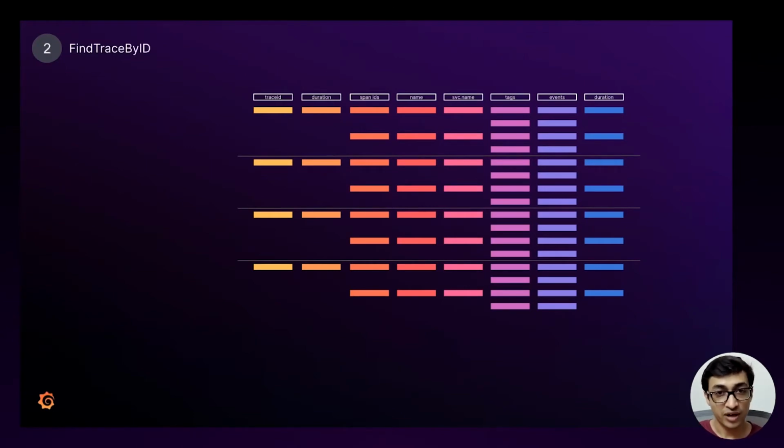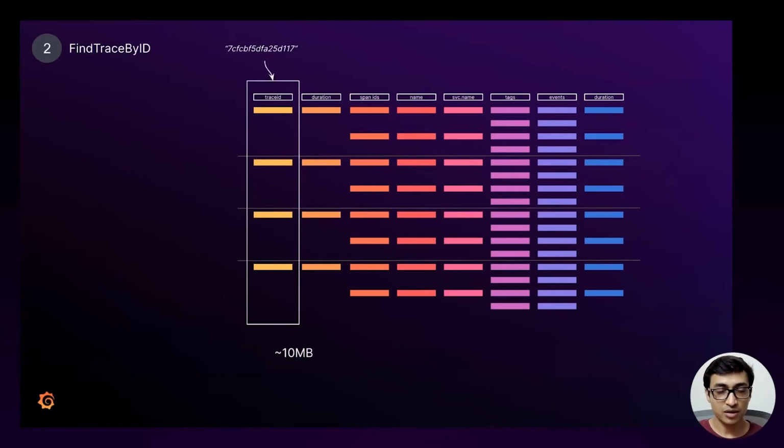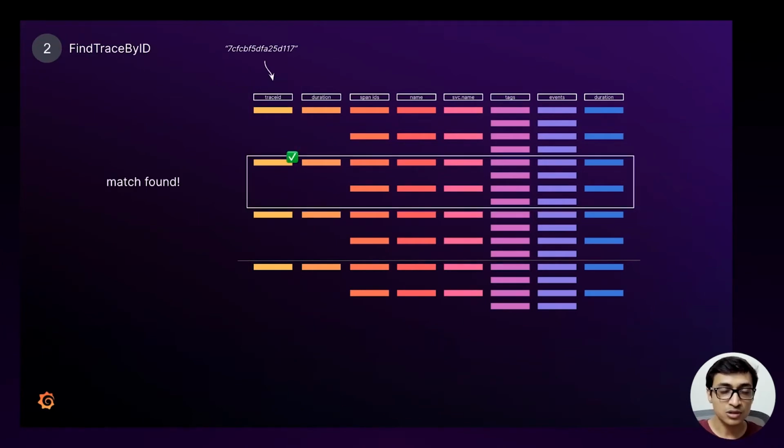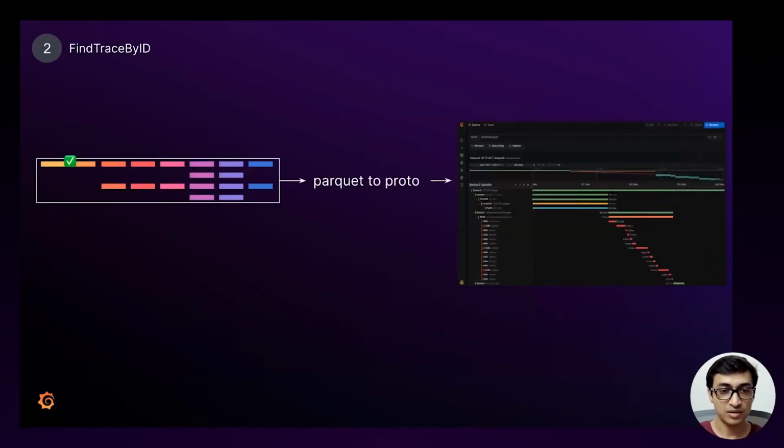Next, let's see how find trace by ID works on the Parquet file. So when Tempo is queried for a trace ID, we're going to scan through the trace ID column, as you would have already guessed. And this trace ID column is 2 orders of magnitude smaller than the size of the entire Parquet data file. It's just 10 MB where the Parquet data file was a gigabyte long. And so this is really efficient. And when we find matches, we can just skip over the rows before the matching row and just read the row that we're interested in. This also helps to reduce IO further. And finally, when we want to display the trace, we can convert it into protobuf and render it on the Grafana UI.